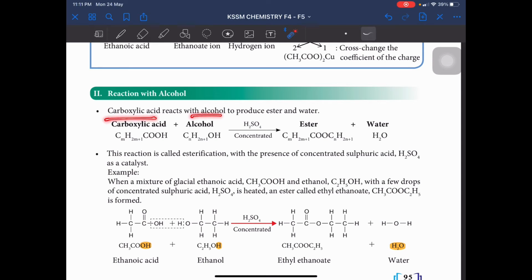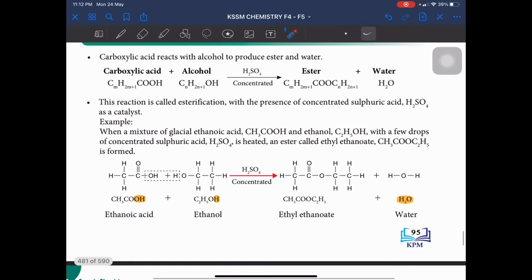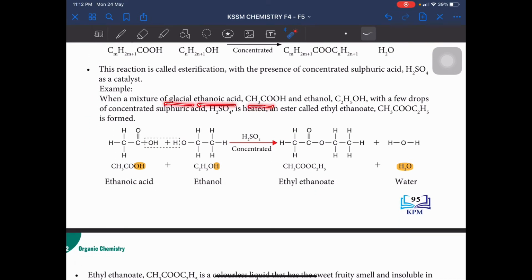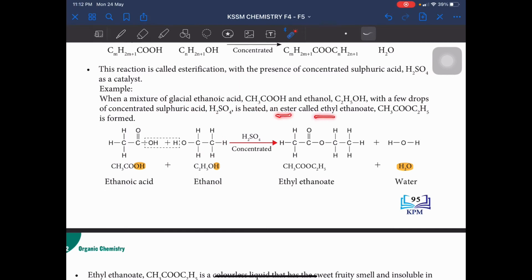Carboxylic acid reacts with alcohol to produce ester and water. This is something new. Okay, when you see carboxylic acid reacts with any alcohol and is catalyzed with a concentrated sulfuric acid, it will form ester and water. This reaction is called esterification, pengesteran, with the presence of concentrated sulfuric acid as a catalyst. Example, when a mixture of glacial ethanoic acid and ethanol reacts with a few drops of concentrated H2SO4 and is heated, dipanaskan, an ester called ethyl ethanoate forms.